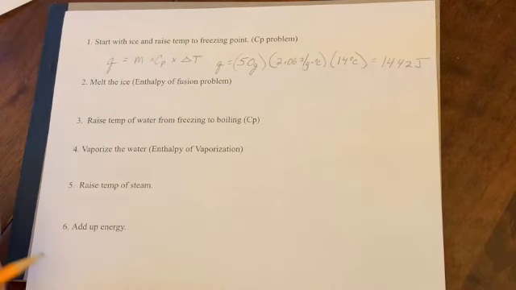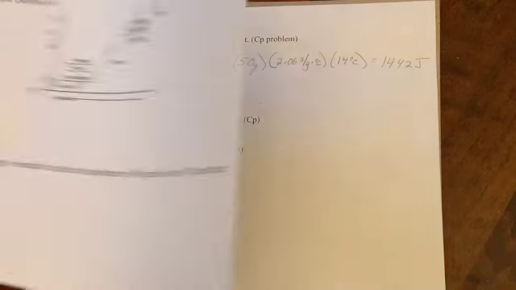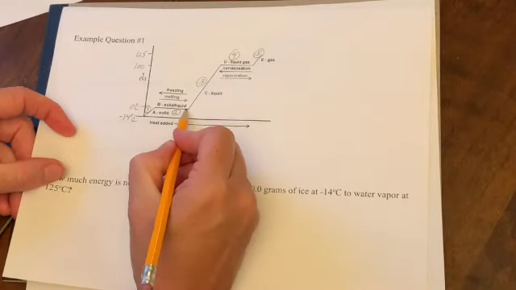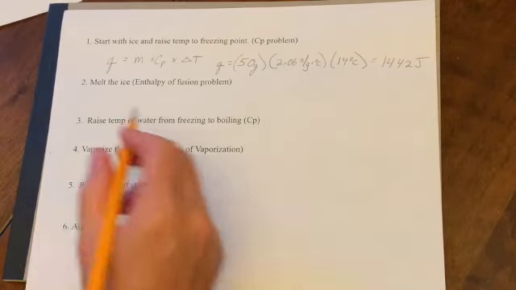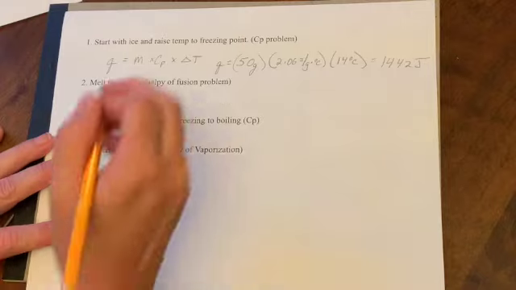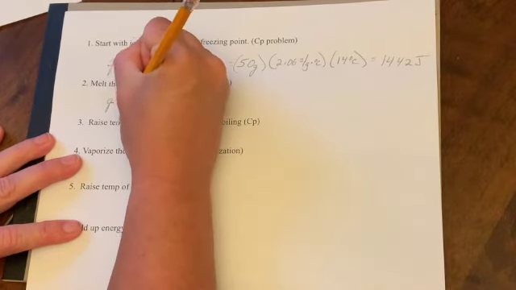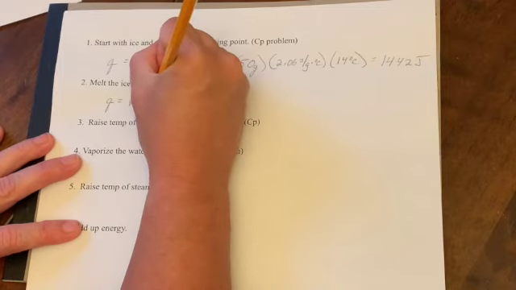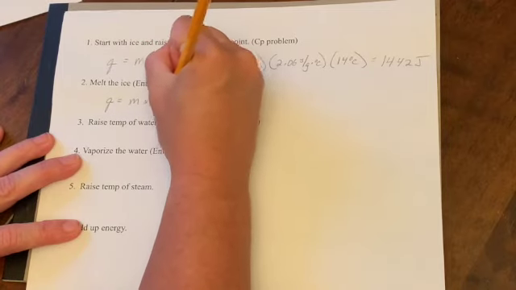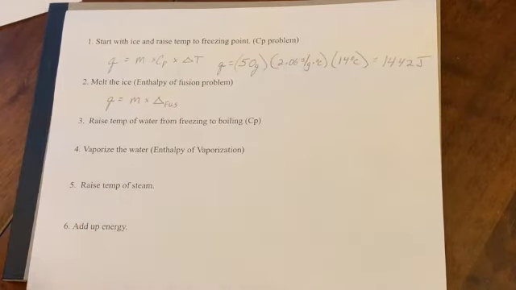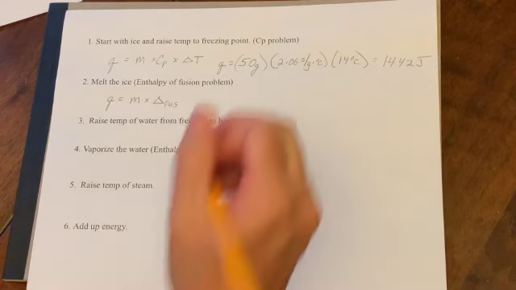Okay, next up on our graph, we're at step 2. Step 2 is melting the ice. Now this is going to be a different equation. For this one, Q is equal to the mass times the enthalpy of fusion. That's it. Remember, changing state, there is nothing about the temperature, so we don't worry about that.